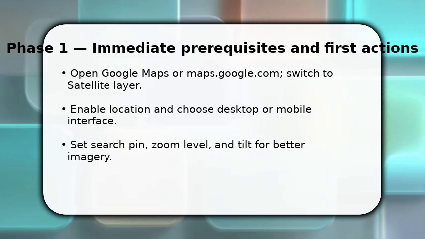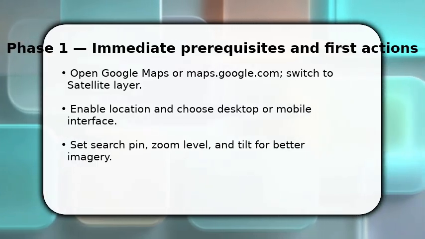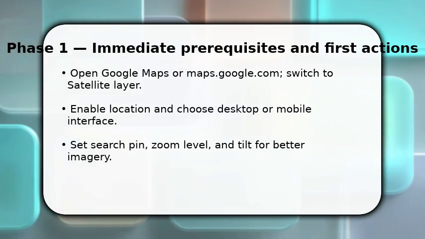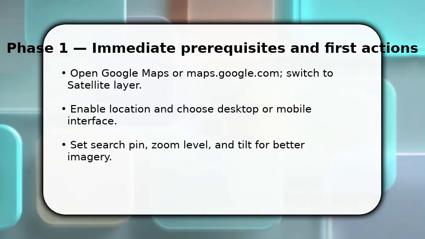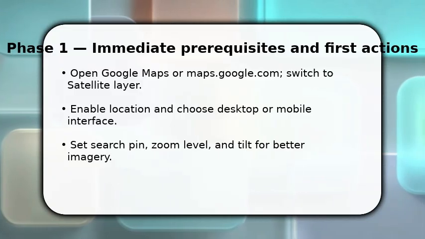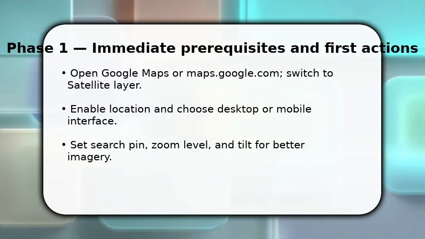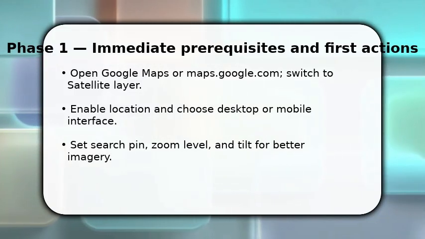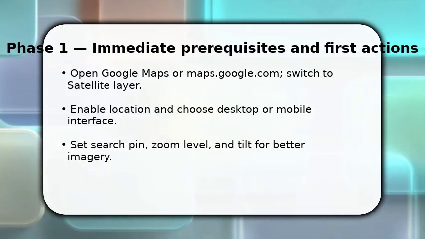Enjoy the video. You start by opening Google Maps and switching to the satellite layer so you see real imagery, not basic maps. Make sure location services are allowed. This speeds centering. Next, search for an address or drop a pin and set a comfortable zoom level. Too close loses context, too far hides detail.